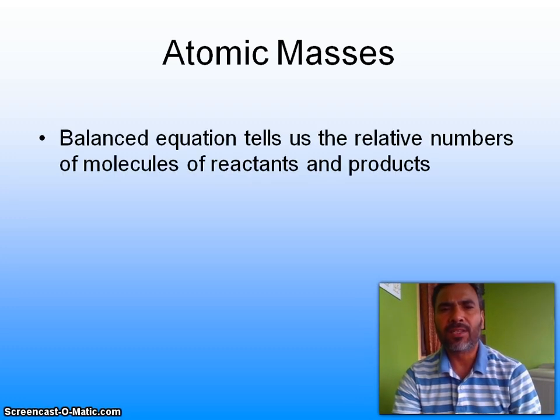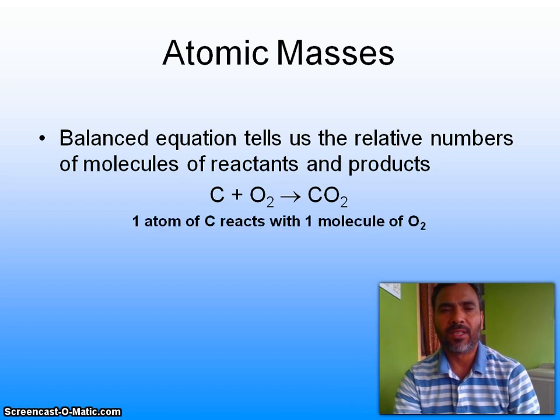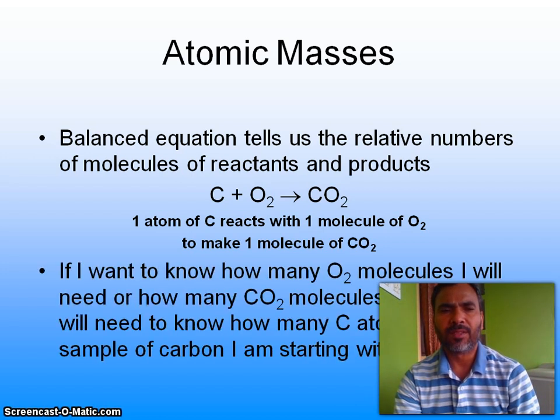A balanced equation tells us the relative numbers of molecules of reactants and products. Balanced equations: carbon plus oxygen gives carbon dioxide. One atom of carbon reacts with one molecule of oxygen to make one molecule of carbon dioxide.